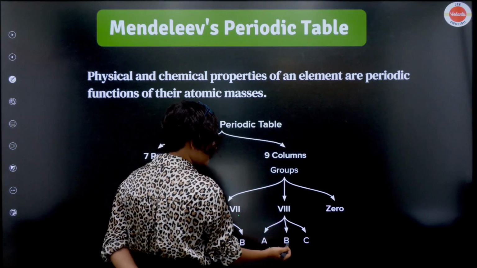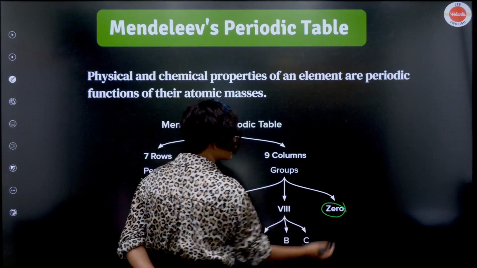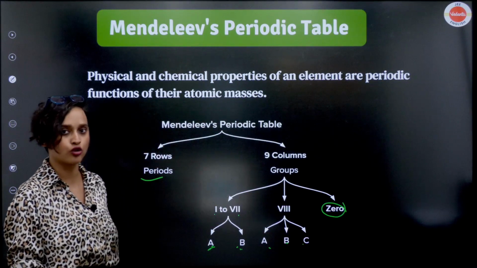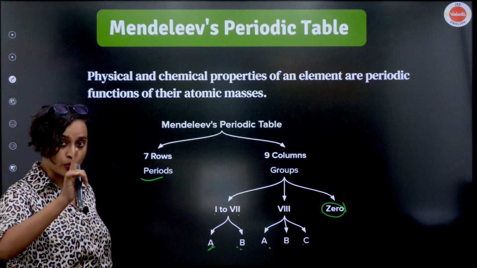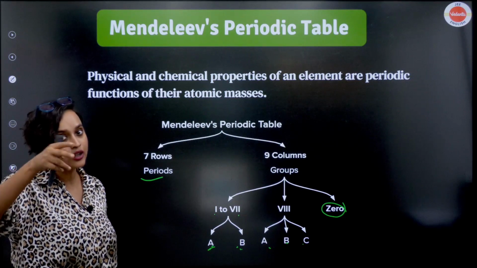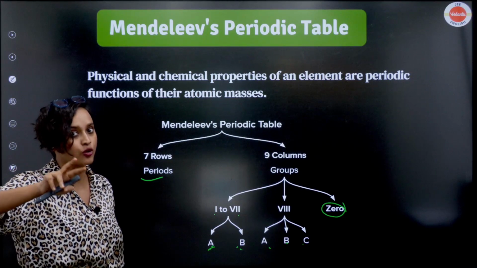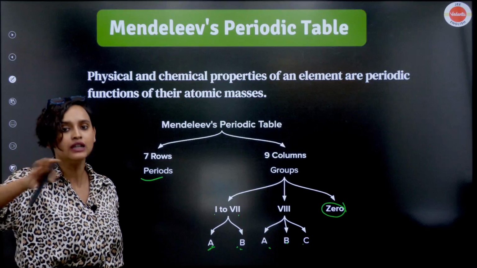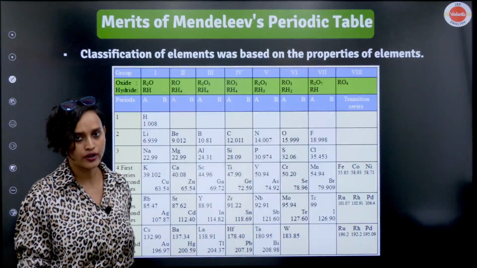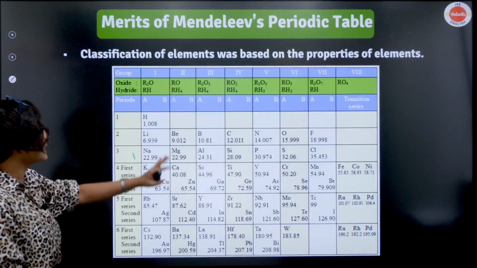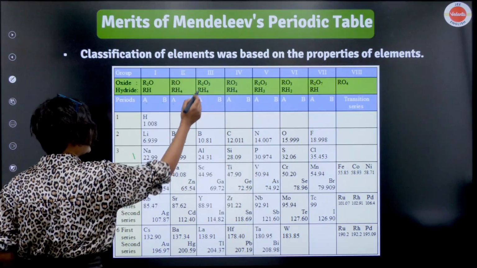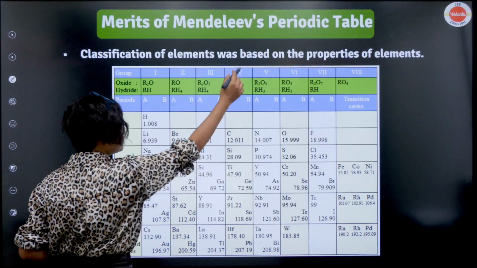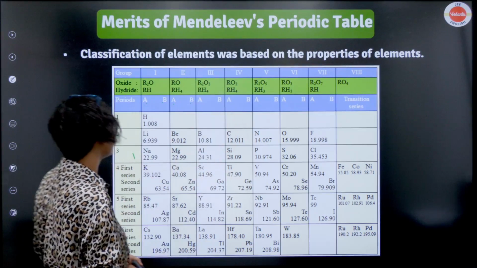Group 8 had A, B, C, and then there was a 0 group as well. There was a 0 group, there was group 1A, group 1B, group 2A, group 2B, group 3A, 3B, like that it was there, okay, alright. So basically it looked like this, see 1AB, 2AB, 3AB, 4AB, 5AB, like that he had written, okay.